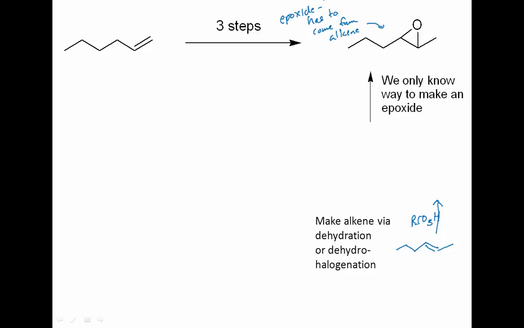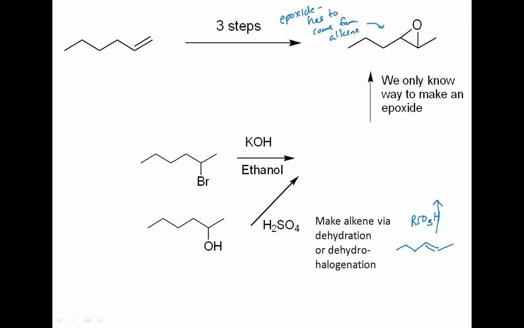Now we want to think about how do we make that particular alkene. That alkene, of course, is made by taking a bromide or an alcohol and then doing either a dehydrohalogenation or a dehydration. Either of those gives us the compound right here.